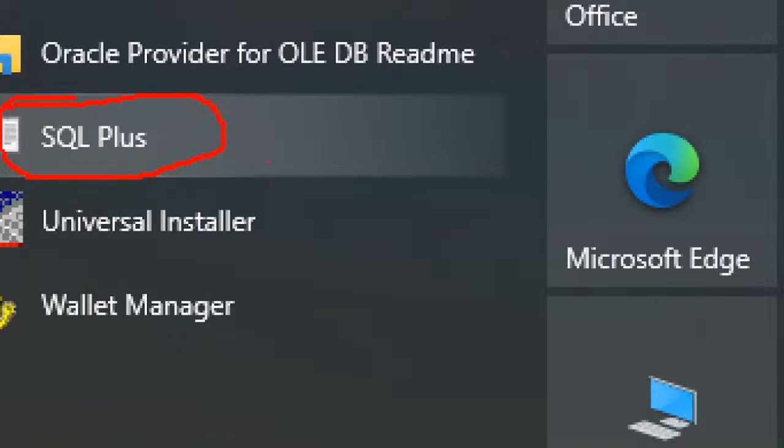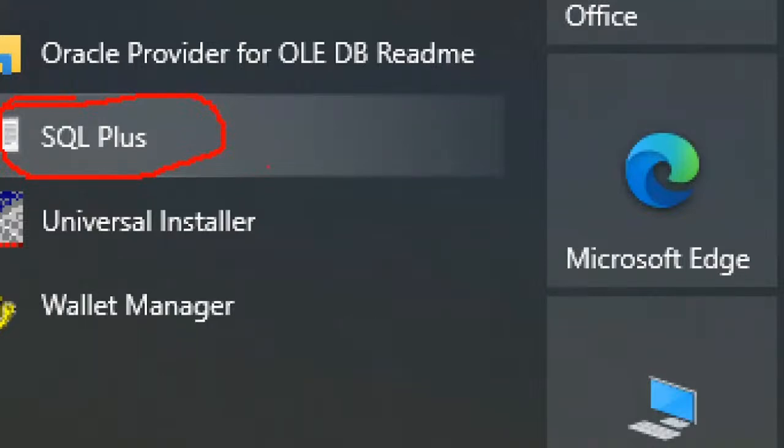What is this tool? What is that server? How will it be connected? What is the username? What is the password? Like this. SQL Plus is a tool. This is a default tool. Again, SQL Developer is a tool. That is a GUI tool. That tool you can also install, not a problem.